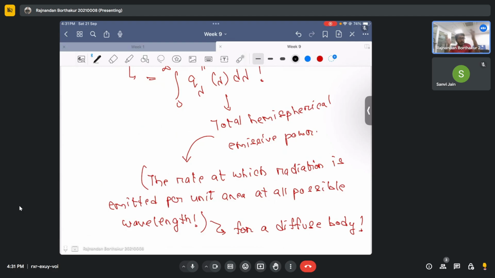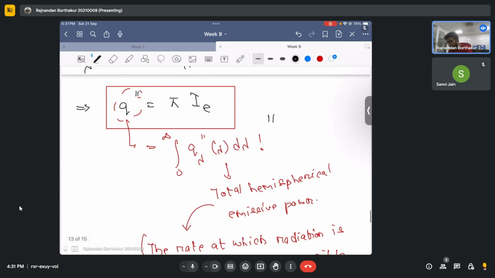And if you want to get the total property, let's say the total emissive power, you need to integrate the spectral emissive power along all possible wavelengths. That's why we integrated it from 0 to infinity, to get the total hemispherical emissive power in terms of the total intensity of radiation, I. Okay, I hope this is clear.